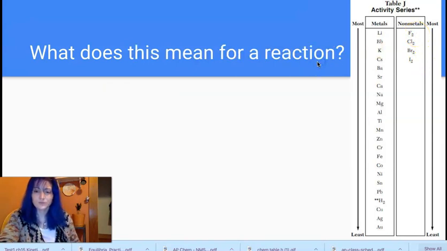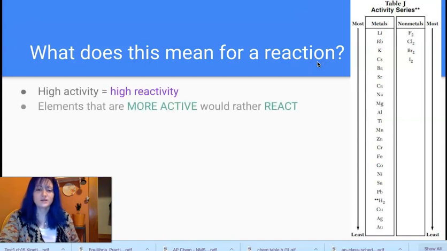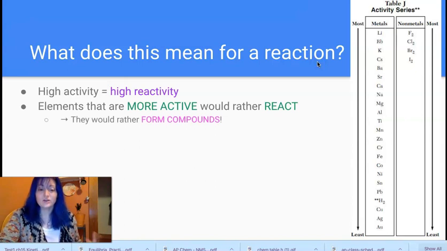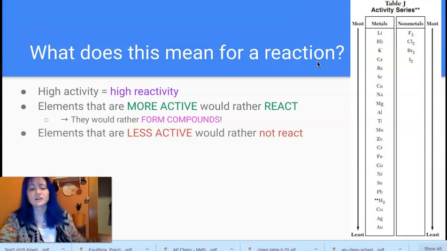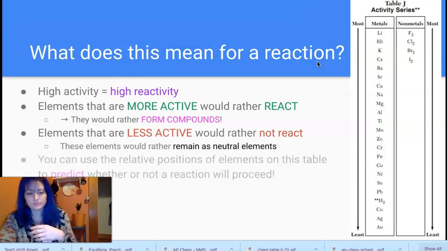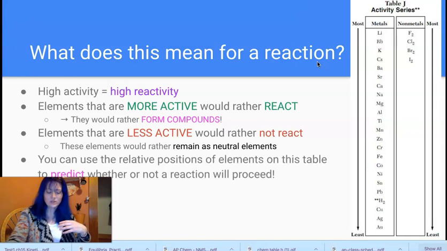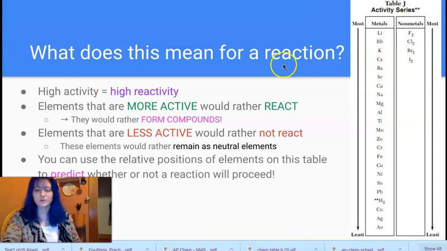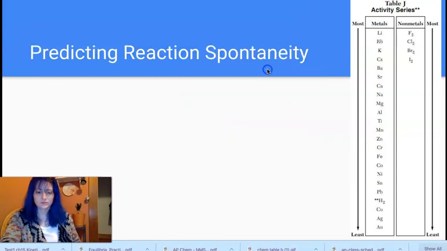Cool. All right. What does this mean for a reaction? Elements that are more reactive would rather react, obviously. So that manifests itself in the fact that these atoms would rather be in compounds. Elements that are less active would rather be in their elemental form. So we use this list and the relative positions of the elements to predict whether or not a reaction will proceed.